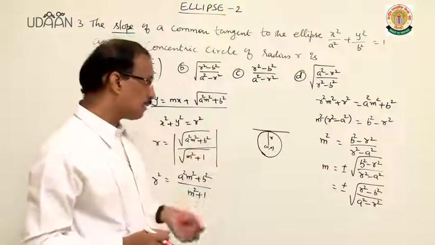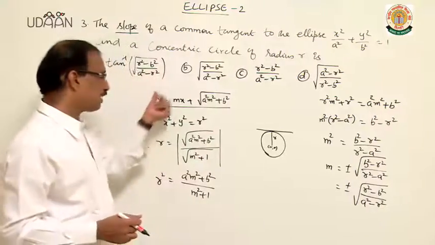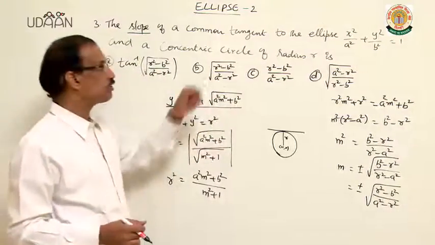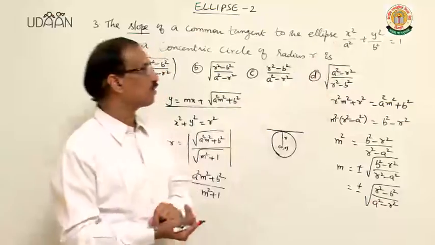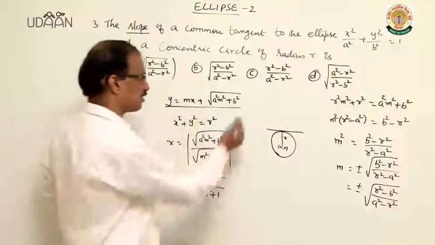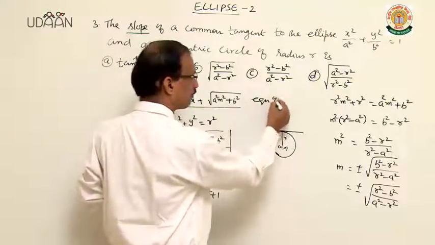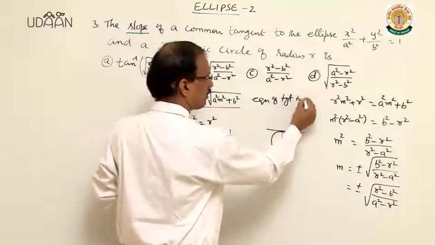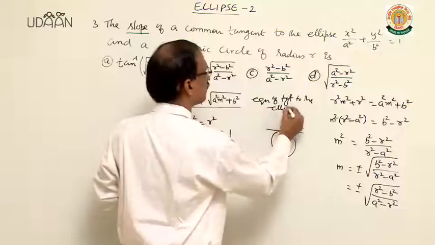Now see what we have done. We have taken this as a tangent equation to the ellipse x square by a square plus y square by b square equal to 1. This is the equation of a tangent to the ellipse.